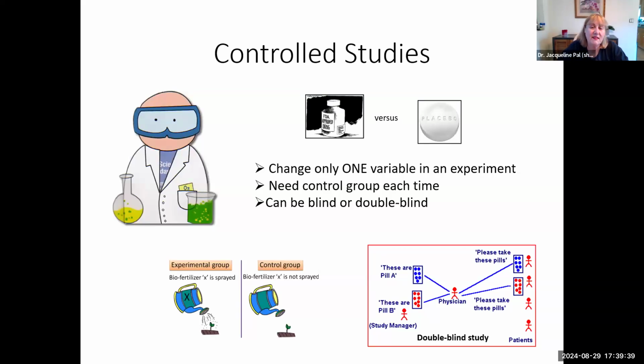A double-blind study means that not only would the experimental people not know which treatment they're getting, but the person giving the pills doesn't know which pill they're getting. They don't know if they're giving this patient the new treatment, the old treatment, or the placebo. So there is no bias whatsoever on their part as well. And those are the best studies because there's no implicit bias on anybody's part.